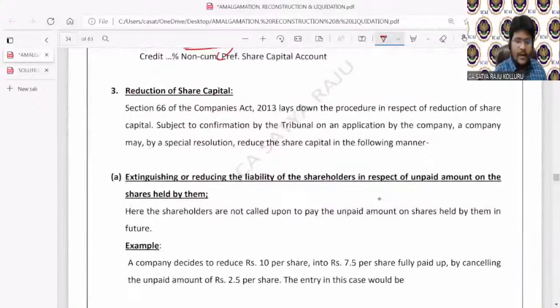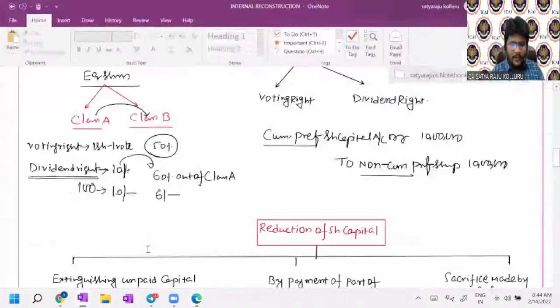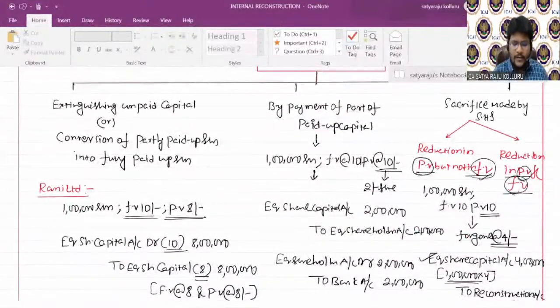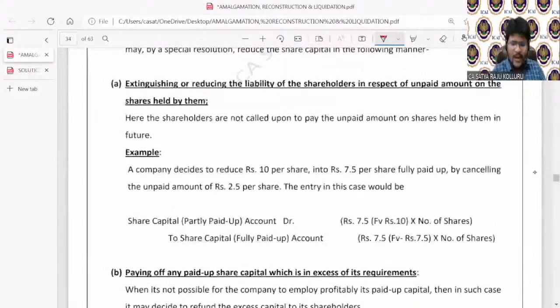Next, coming here, reduction of share capital. Section 66 of the Companies Act 2013 lays down the procedure. We already discussed it through a diagrammatic representation, the entire reduction of share capital. There is extinguishment of unpaid capital, I mean conversion of partly paid up into fully paid up equity shares by extinguishment of unpaid capital, by payment of part of the paid up capital, as well as sacrifice made by the shareholders. Both involve reduction in paid up value, but there is no reduction in face value in one case, and reduction in paid up value and face value in another case. All are the same, guys. You can observe here, example number A, what happened?